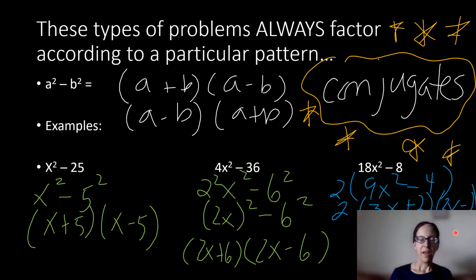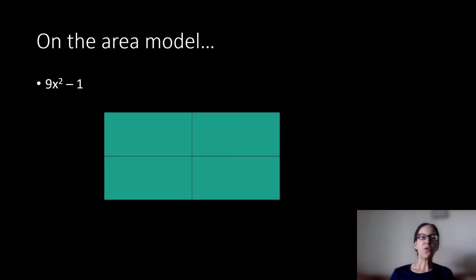So there are some examples of difference of squares and what the formula is and how the formula looks when you carry it out. So it does work on the area model as well. I don't know why there's a line missing, but I guess I'll have to draw it in. So the area model will work for this.